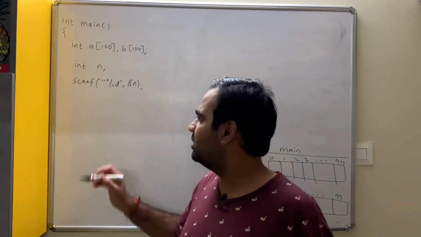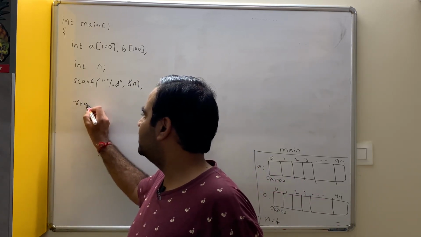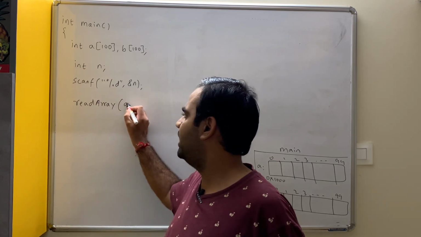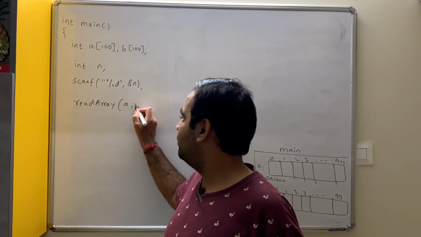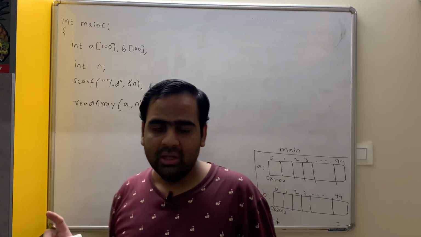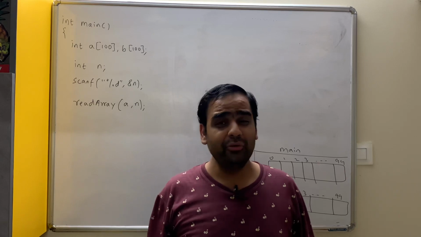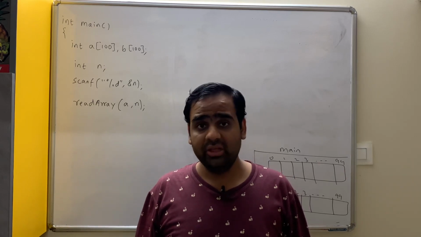And how do we read the array? We call the function read array, and which array do we want to read? Array A. And how many array elements do we want to read? n array elements. Now in another video I have explained how you read multiple arrays using functions.